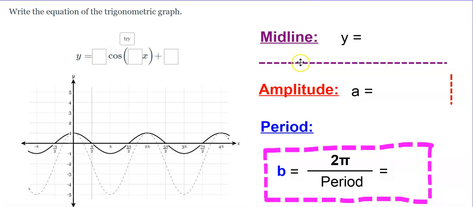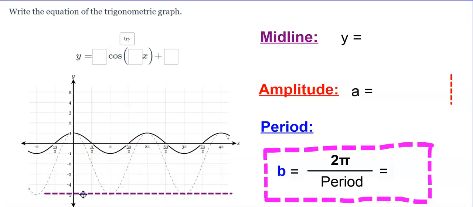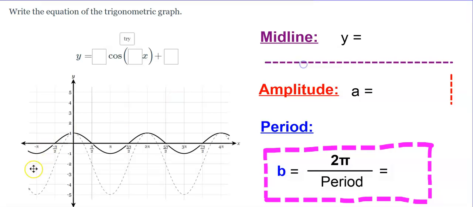First thing is find the midline. So I have this horizontal purple line right here, and I can move this, and we're going to focus on the dotted line. The original is the solid line. So I'm going to move this back over here. The solid line is the original basic function, and because we're told it's cosine, we can confirm it is high, mid, low, mid, high before it starts to cycle all over again.